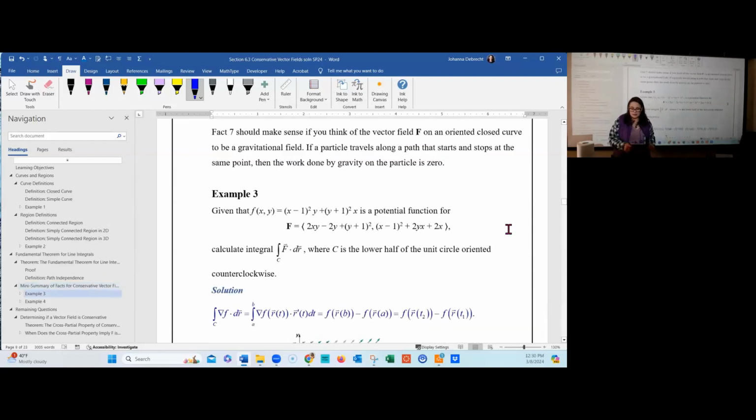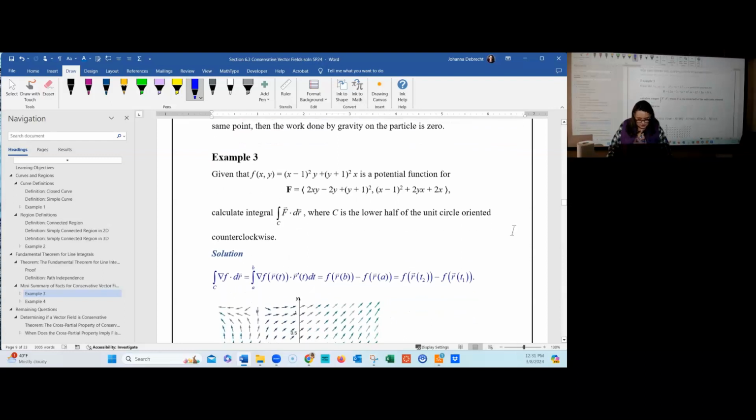Fact 7 should make a little bit of sense to you if you think about a particle in a gravitational field, or maybe just think about yourself when you're hiking. If you start on any path and you hike around the mountain, but you come right back to your base camp, then the work done by gravity on you is 0. If you leave the next day and you take a totally different hike and go in totally different directions, but you come right back to the same point, again, the work done by gravity is 0. You end up where you started.